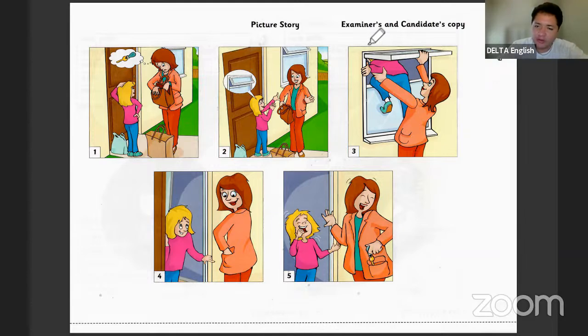Mom forgot her keys. Her daughter had an idea. Her daughter told her that she could enter through a window, and she did it. She opened the door for her mom. The mother found the keys in her bag, and they were laughing. Very good. So you're describing exactly what happened.